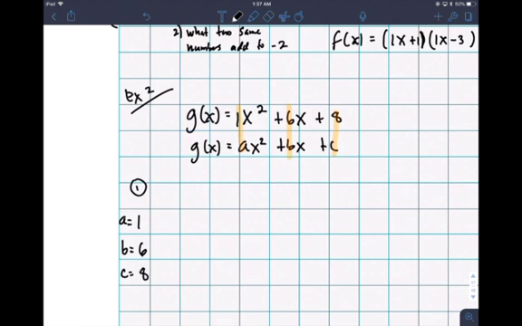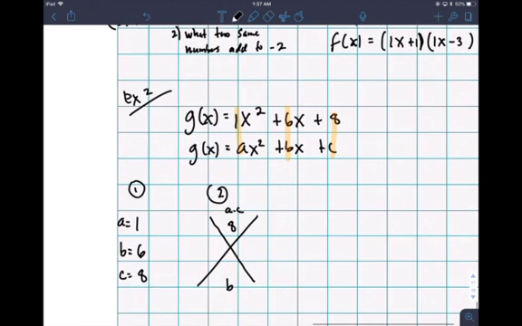So now we're going to do step number 2. Set up the exponents. A times c goes on top, b goes in the bottom. So a is 1 and c is 8. So 1 times 8 is 8, and b is 6. Now I'm going to move to step number 3, which is to set up my box.